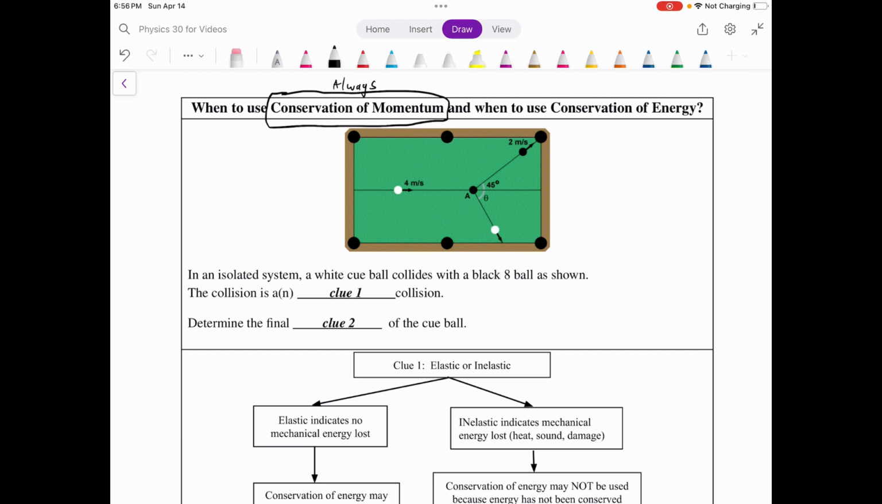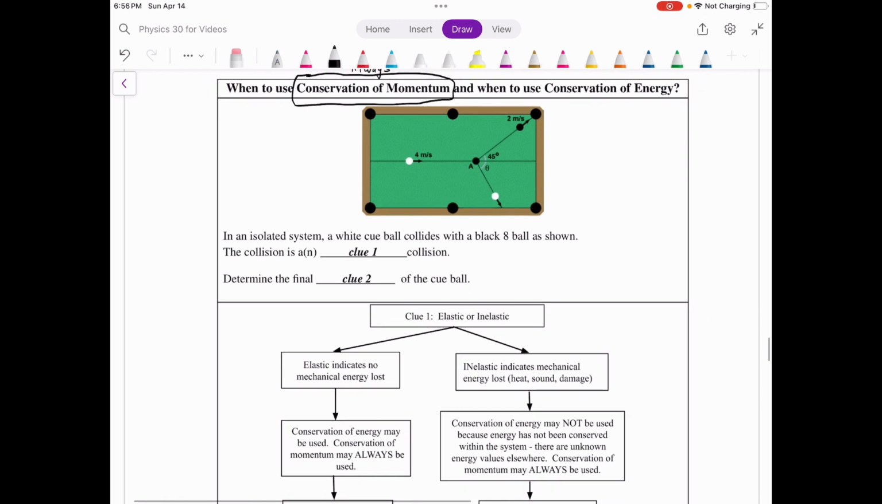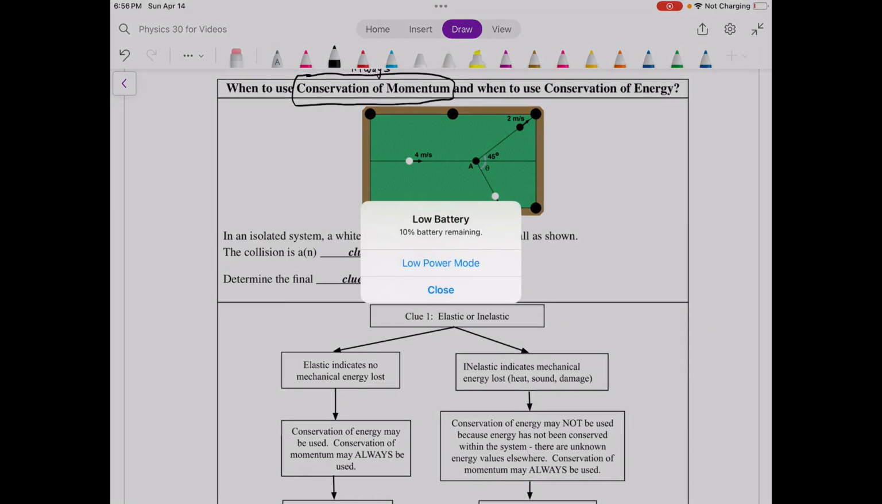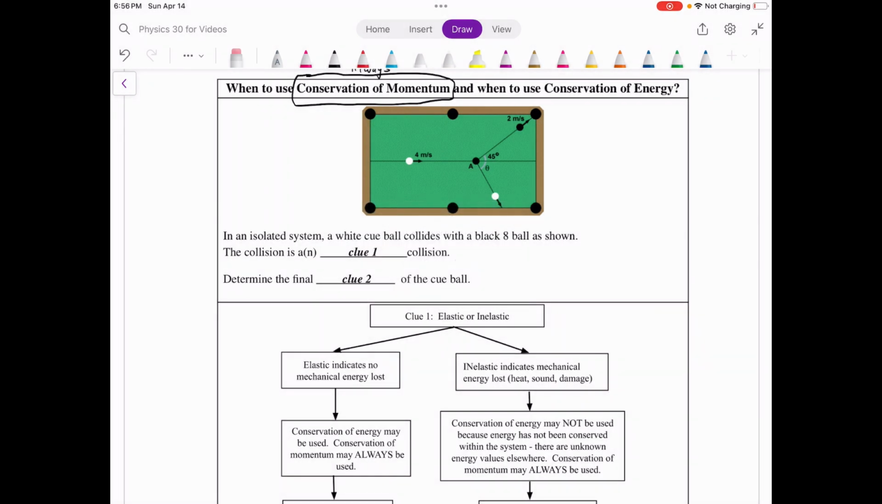But how do you know? Like, how do you know when you're safe to use momentum and when you're safe to use conservation of energy? Okay, well, if we take a look here at a sample question, let's say it said, in an isolated system, a white cue ball collides with a black 8 ball as shown. The collision is a blank collision. I'm just saying there would be a word there that would tell us which one we could use, right? Determine the final blank of the cue ball. There'd be a word there that would tell us whether we can use conservation of energy or whether we have to use conservation of momentum, okay?